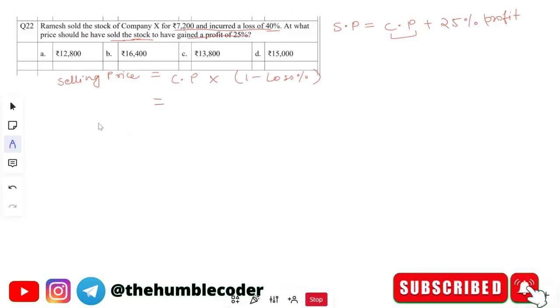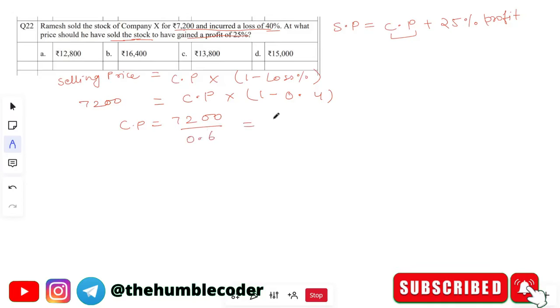Let's substitute the values here now. So selling price is how much? 7,200, and then the cost price we need to find out, and then 1 minus loss percentage. So 1 minus loss percentage is how much? 40%. So 40% we can write as 0.4, right? So now we will solve these values. Cost price is equal to 7,200 divided by 1 minus 0.4, which is 0.6. When you solve it, we will get 12,000. So we have found the value of the cost price.